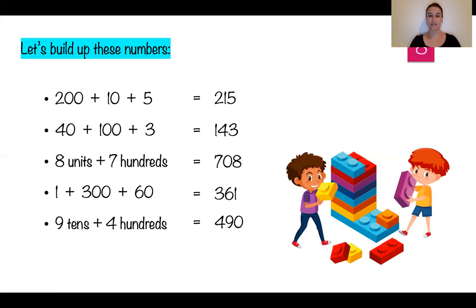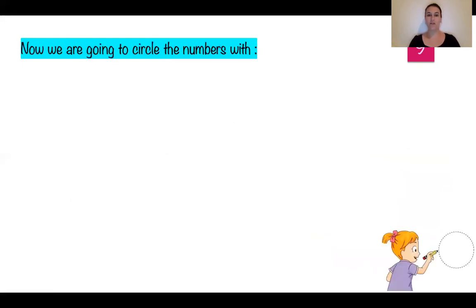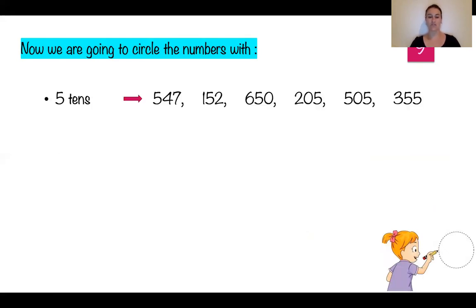Okay, let's have another look at a different way of doing place value. We're now going to circle the numbers. So I'm going to give you lots of numbers in a line and we have to circle the ones with 5 tens. If we look at the first number, 547, there are only 4 tens. The next number, 152, we have got 5 tens in that number. The next number is 650. Again, we have got 5 tens.